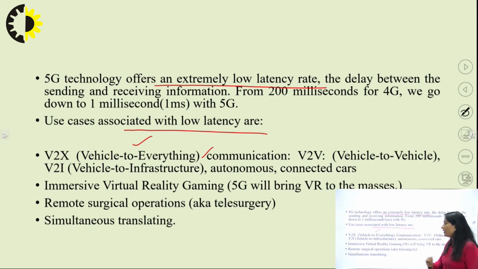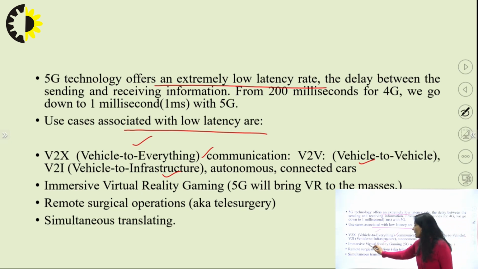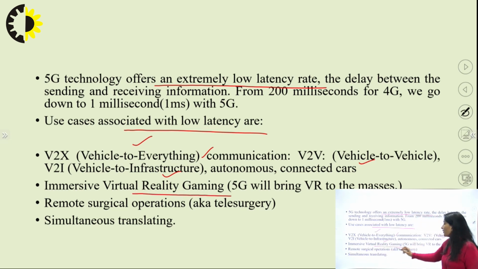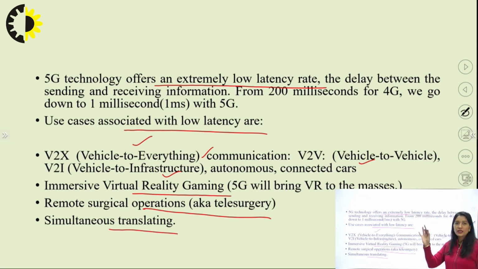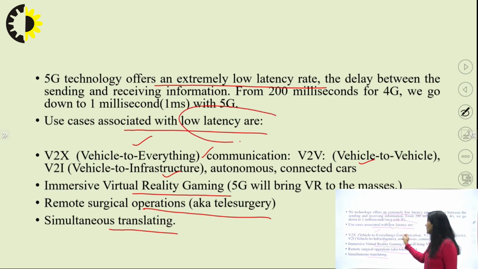Vehicle to everything, vehicle to infrastructure, vehicle to vehicle, connected cars, autonomous cars, okay, unmanned cars. So all these use cases can be expected to happen with the help of 5th generation. Immersive virtual reality gaming, remote surgical operations, also known as telesurgery, simultaneous translating. So these are the features or the use cases that can happen with the help of the low latency feature of 5th generation, which is of millimeter wave.